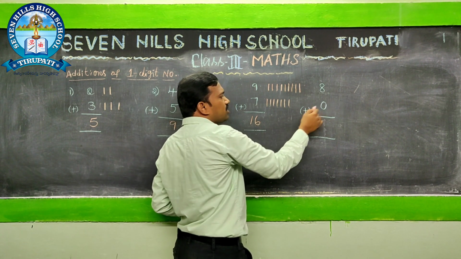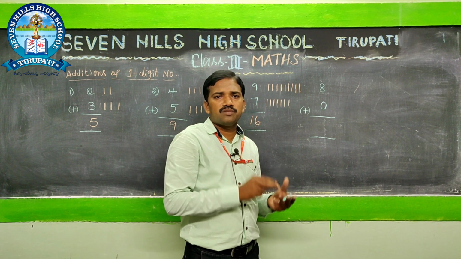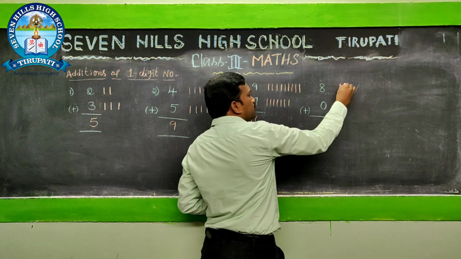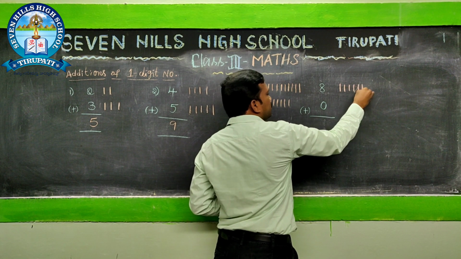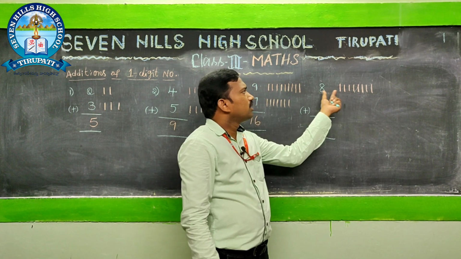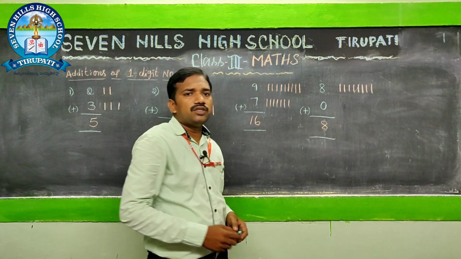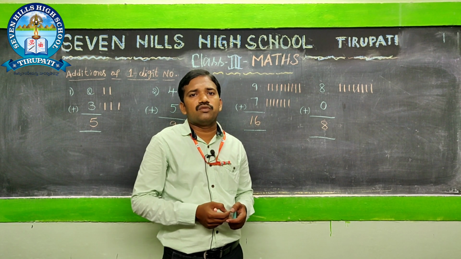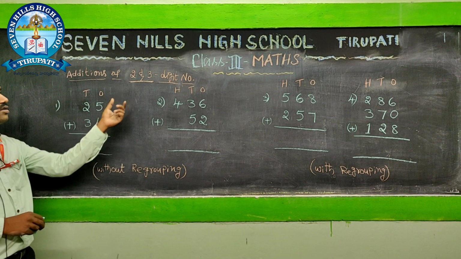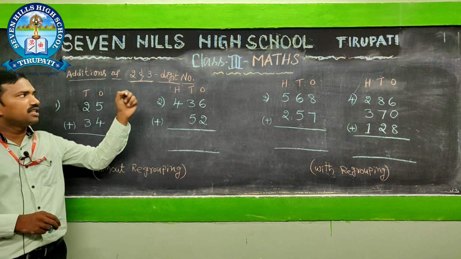Now 8 plus 0. Okay, students, if you add 0 to any number, we get the same answer only. 8 means 1, 2, 3, 4, 5, 6, 7, 8. 0 means no need to write anything. So 8 plus 0 means 8 only. By adding 0 to any number, we get the same answer only. Understand, students?